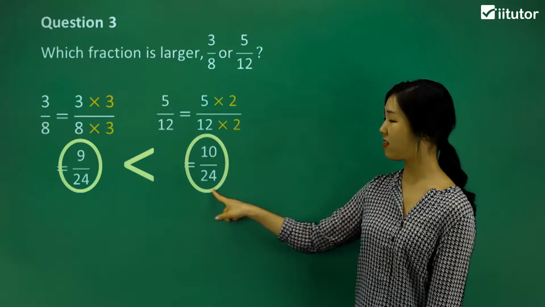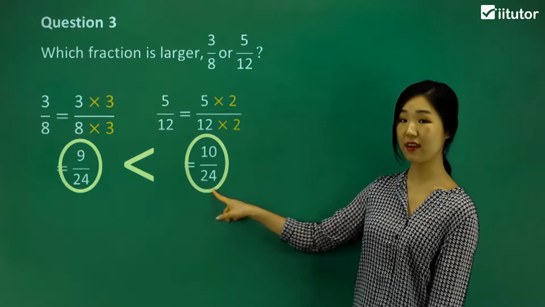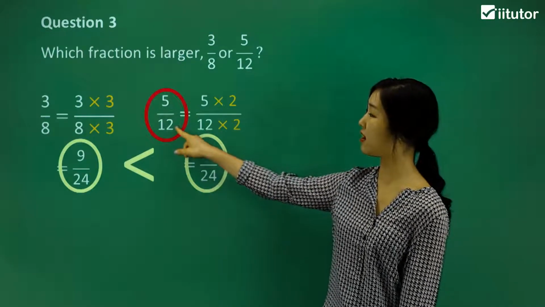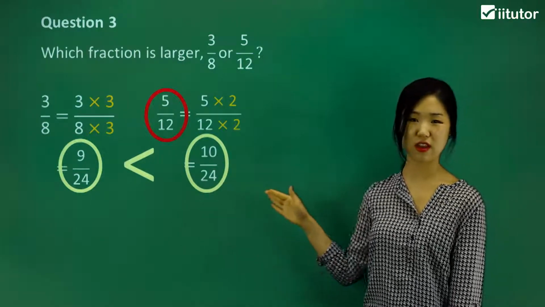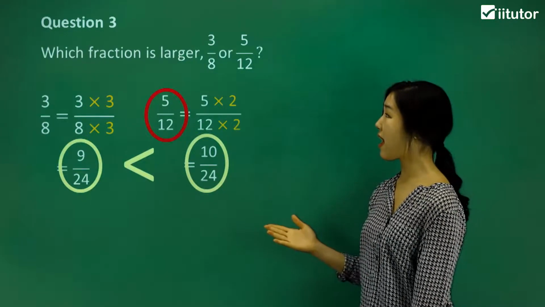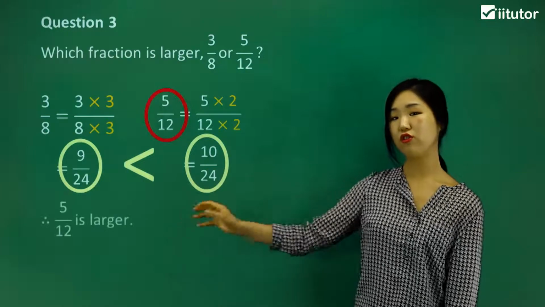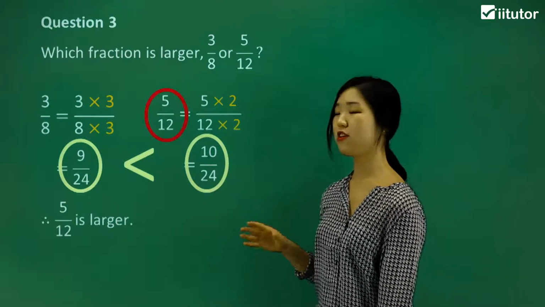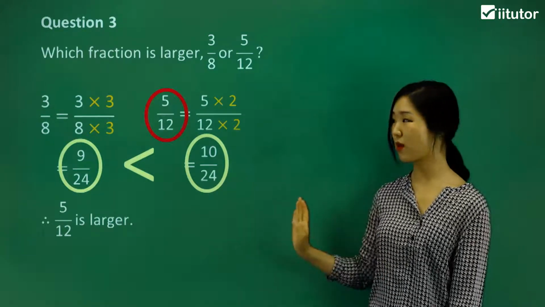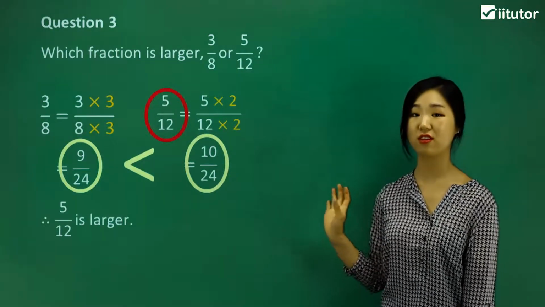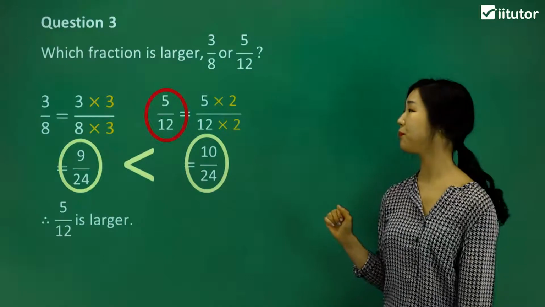And which fraction does this correspond to initially? This one here, 5 on 12, isn't it? That was the initial fraction, and we converted to this one, didn't we? Just to make it easy to compare. So the answer, as you conclude, should be 5 on 12. You can say 5 on 12 is the larger fraction. Make sense, guys? So again, we did the same thing by changing the denominators the same.